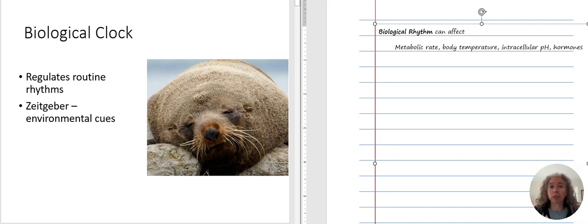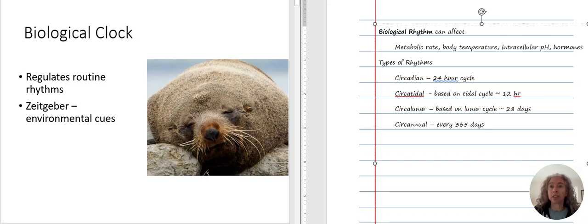Some animals respond to circadian rhythms, which are based on daily cycles every 24 hours. Circatidal rhythms are based on tidal cycles, which are every about 12.4 hours. Circalunar rhythms are based on the lunar cycle, which are about every 28 days. And circannual rhythms are based on the seasons, which are every 365 days.